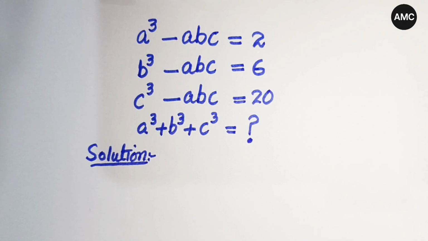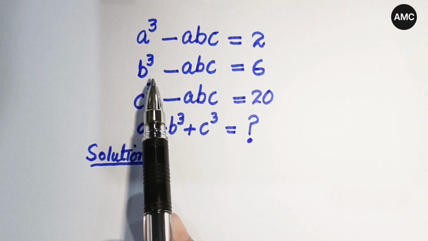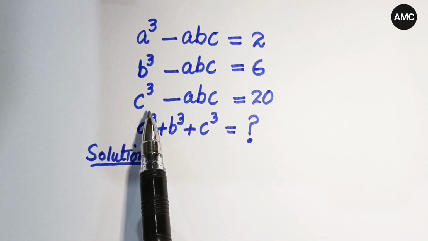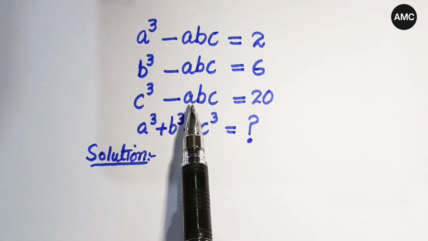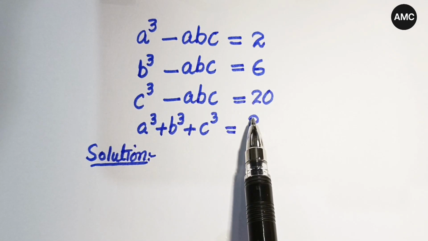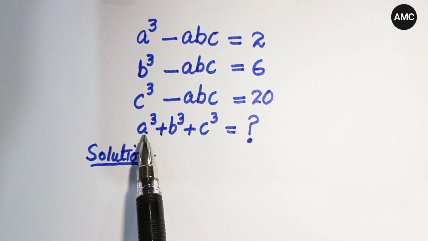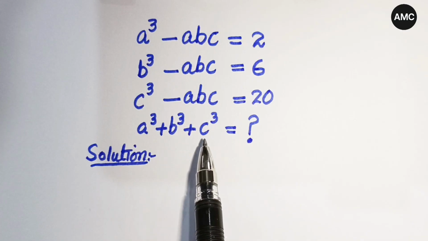Today we have a nice system of equations, that is a cubed minus a times b times c is equal to 2. And our next equation is b cubed minus abc is equal to 6. And our third equation is c cubed minus abc is equal to 20. So here our job is to find the value of a cubed plus b cubed plus c cubed.